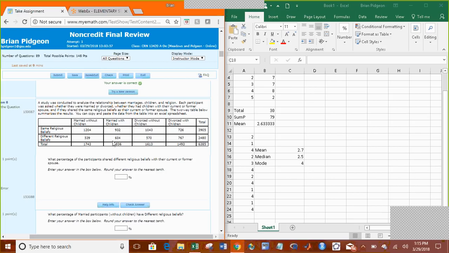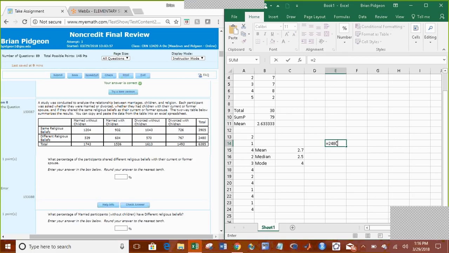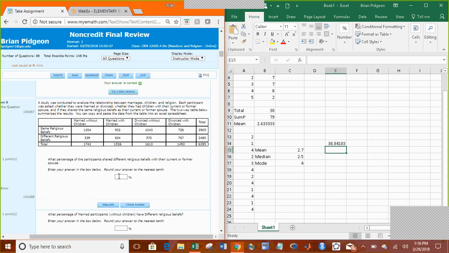So I would say total different religious beliefs is 2,480 people out of a total of 6,385. And we want this as a percentage, so we multiply by 100 and we want to the nearest tenth, so 38.8.